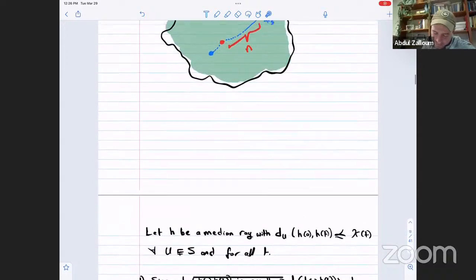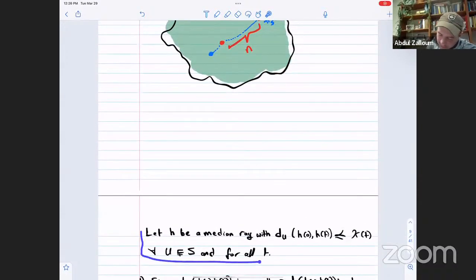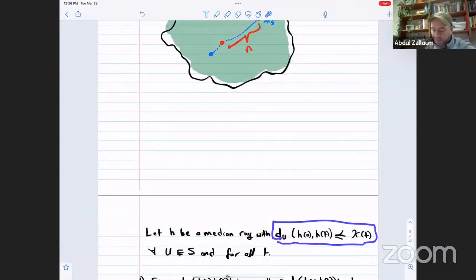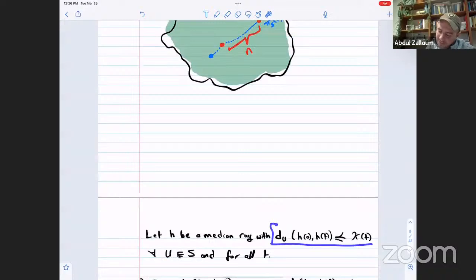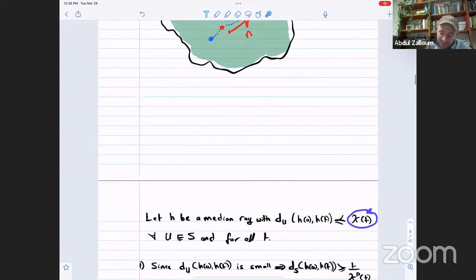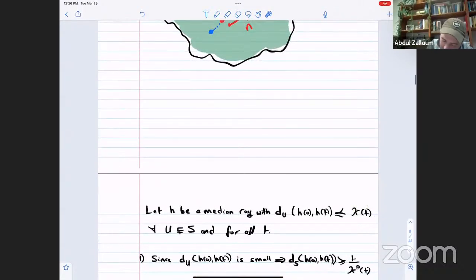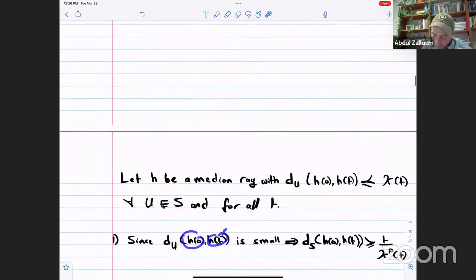All right? So here it is. I have a median ray H, and it satisfies that property. The distance in each hyperbolic space is bound above by kappa. Now, what the condition here is saying is that the distance in each hyperbolic space is small. You have a bound on the distance in each hyperbolic space. Now by the distance formula, because the distance in each hyperbolic space is small, the distance between H of 0 and H of t has to be witnessed somewhere. So it's small in each hyperbolic space, so it has to be large somewhere.